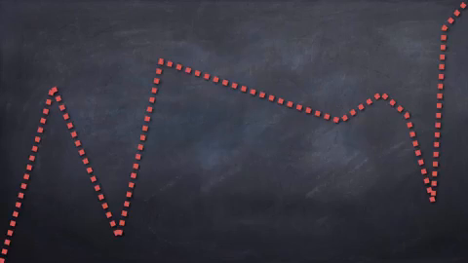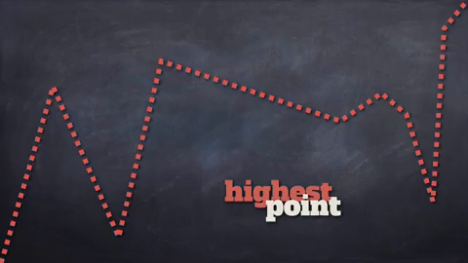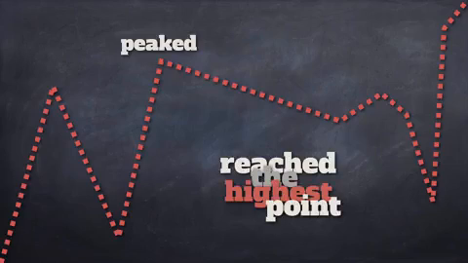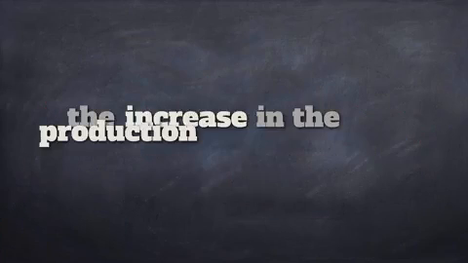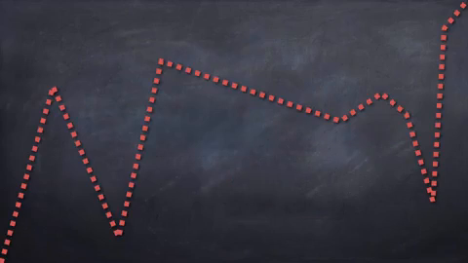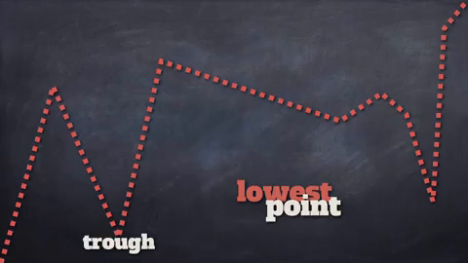When a line moving upwards reaches its highest point, we call it a peak. We can also use the word as a verb, as in, the increase in the production of M peaked at R. And the opposite point would be called a trough.